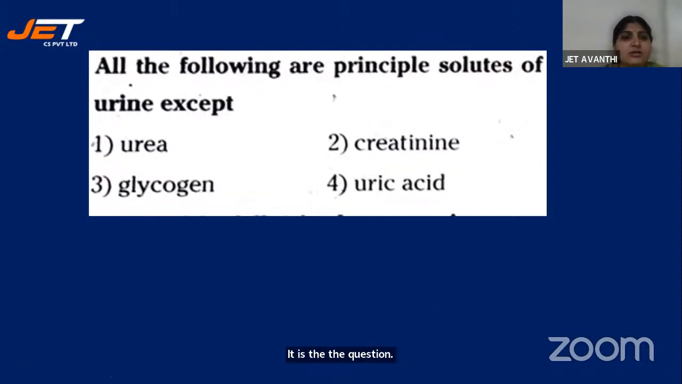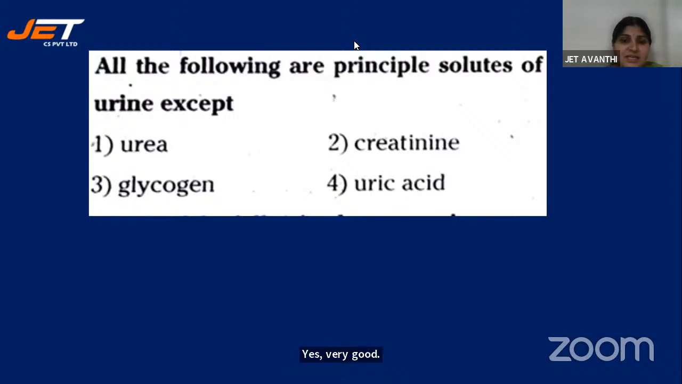Next, all the following are the principal solutes of urine except. This is a major filtrate in the urine except what? Urea, creatinine, glycogen, uric acid. You can go for odd one out in this question. Yes, answers, children? Yes, very good. Shivani has given the correct answer.